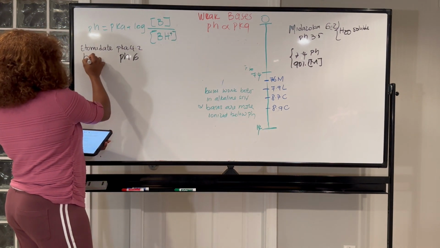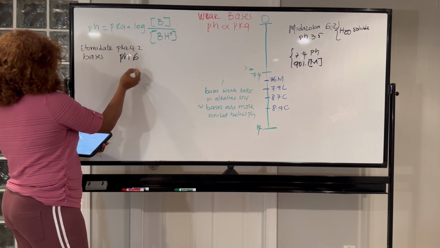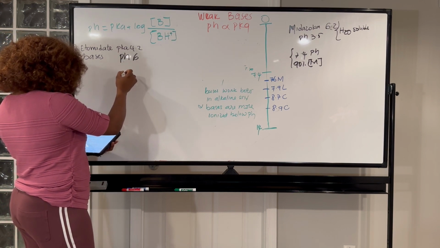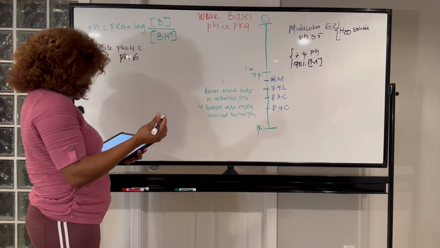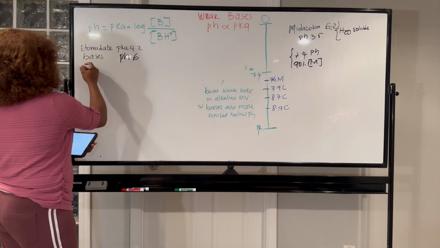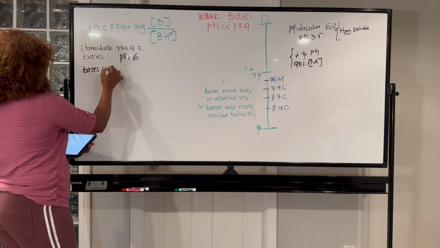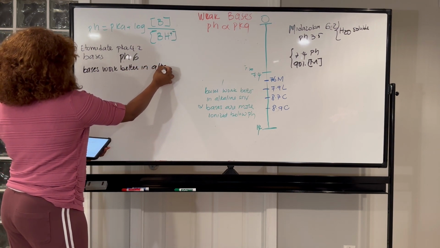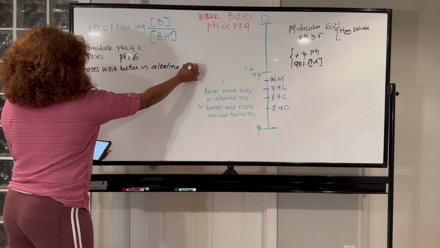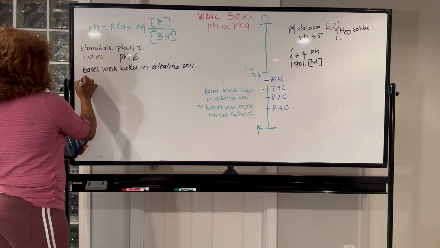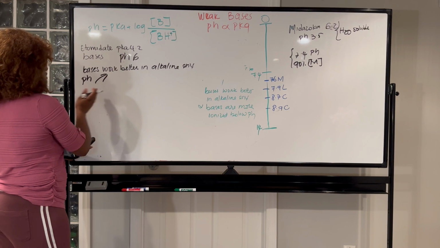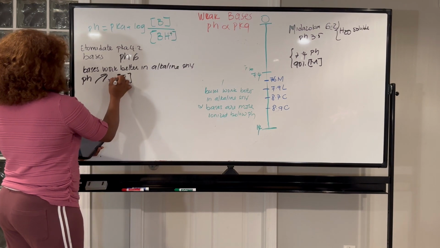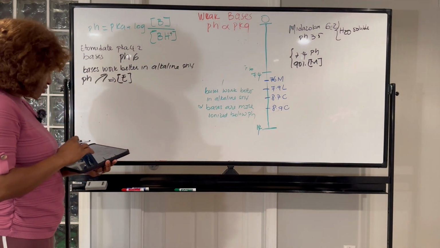So we were given that etomidate is a weak base and the environment is becoming more alkaline, and we know that bases work better in alkaline environment. So if the pH is going up, alkaline, so our etomidate is going to be more in the non-ionization form.